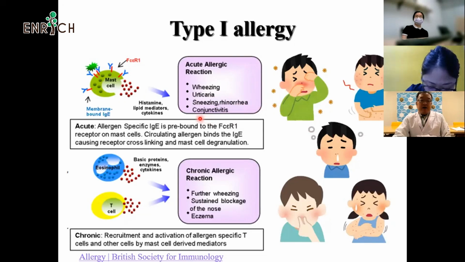Moreover, conjunctivitis can be found in allergic eye disease. These are acute symptoms, but sometimes wheezing and nose blockage are prolonged for several months or years. In this case, type 4 allergy is involved.